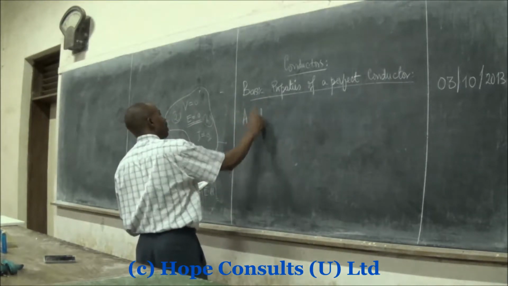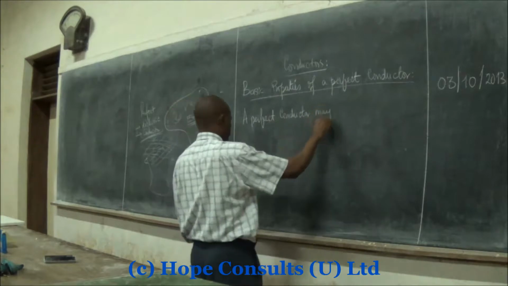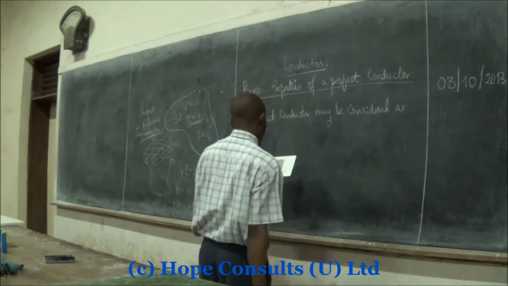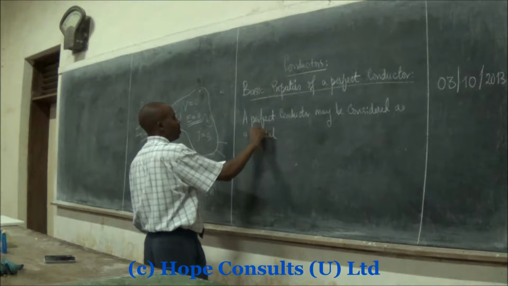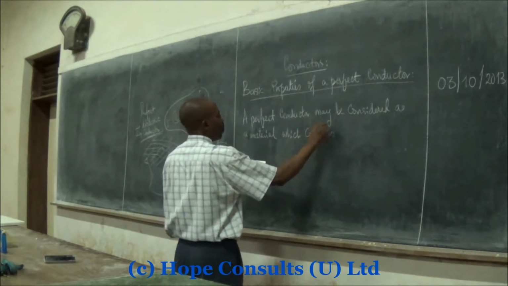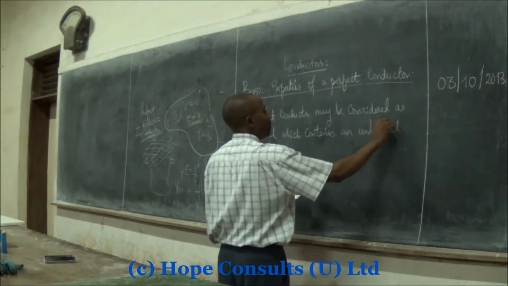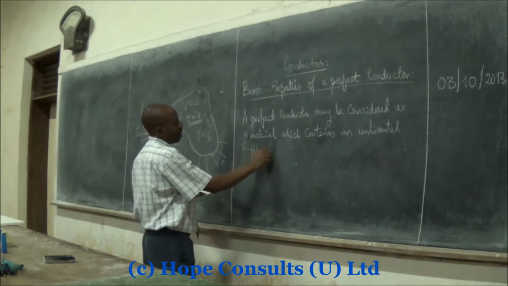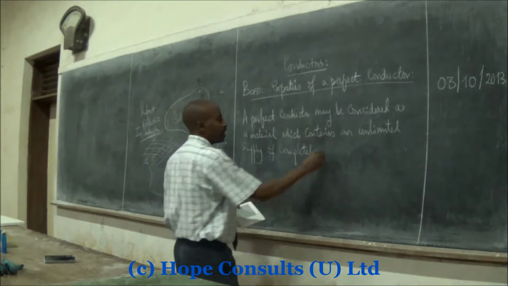So a perfect conductor may be considered as a material which contains an unlimited supply of completely free charges.